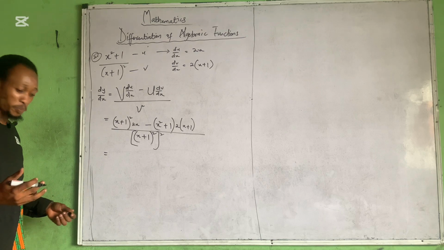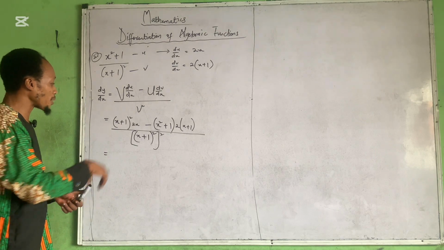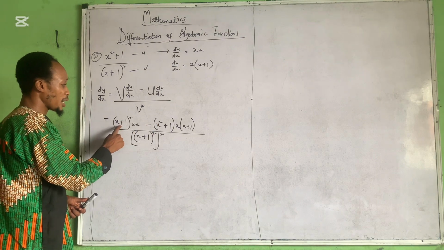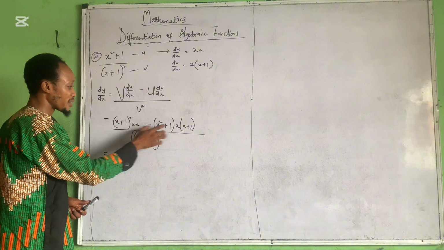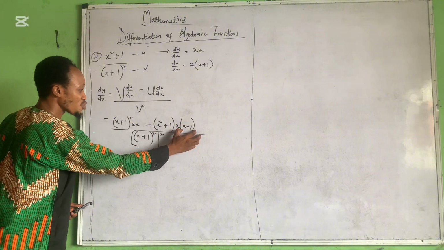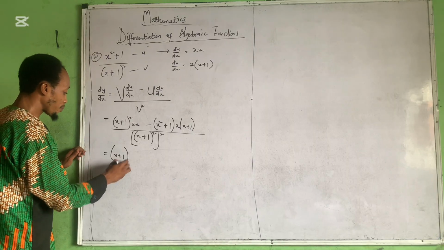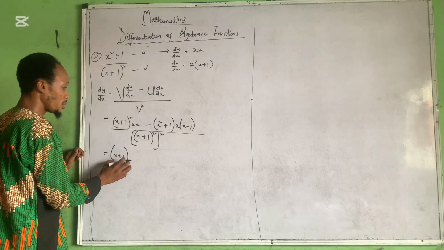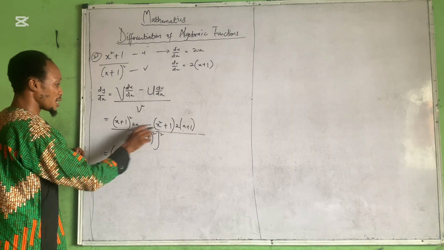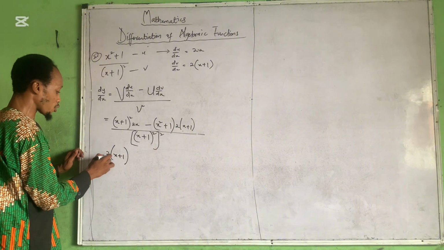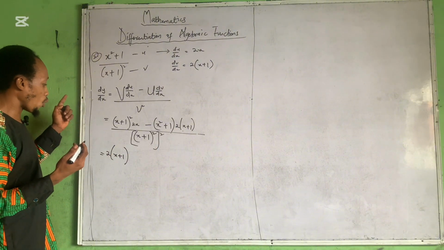Now it's time for us to split and check what is common. Now what is common between x plus 1 all square, 2x, and this? Now we can see that this one, we have one of it here, we have 2 of it here, so one of it is common. That's one of it is common. 2 is common here, there's 2 here, there's 2 here, so we can also put our 2. So that is the only thing that is common.